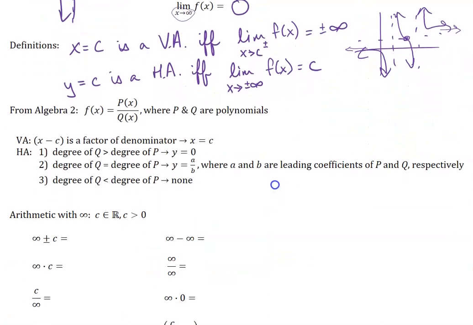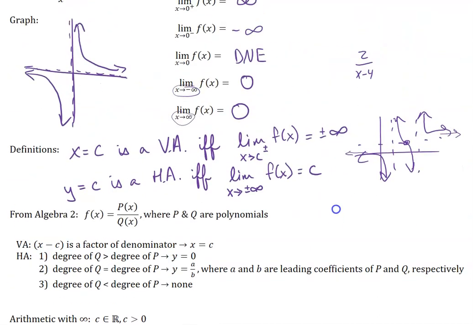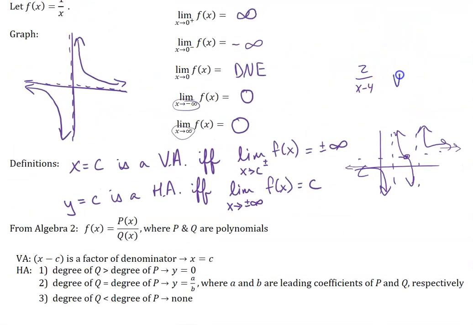Now, this is just a quick review of Algebra 2 topics here. And if you remember your Algebra 2 rules about finding asymptotes, that's totally fine, and you are welcome to use those when convenient. So let's say that we have a rational function, where p of x and q of x are polynomials. We have a vertical asymptote if x minus c is a factor of the denominator, and that vertical asymptote is at x equals c. So for example, this one right here, we would have a vertical asymptote at x equals 4 because x minus 4 is a factor of the denominator.